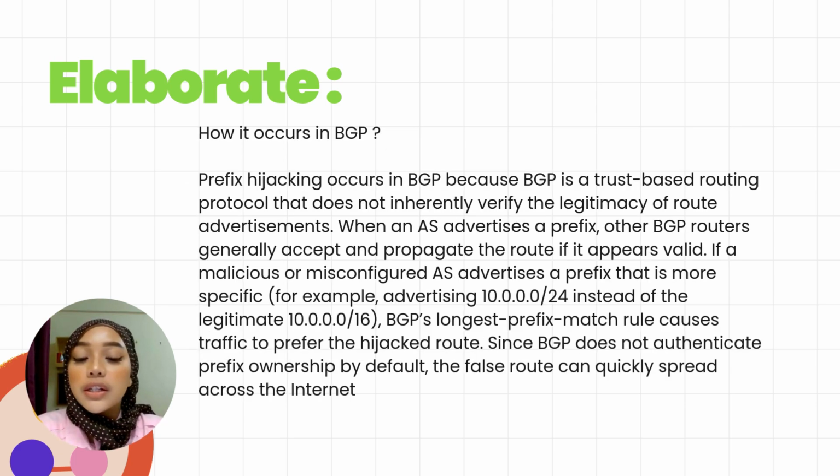Prefix hijacking occurs in BGP because BGP is a trust-based routing protocol that does not inherently verify the legitimacy of route advertisements. When an AS advertises a prefix, other BGP routers generally accept and propagate the route if it appears valid. If a malicious or misconfigured AS advertises a prefix that is more specific, BGP's longest prefix match rule causes traffic to prefer the hijacked route. Since BGP does not authenticate prefix ownership by default, the false route can quickly spread across the internet.